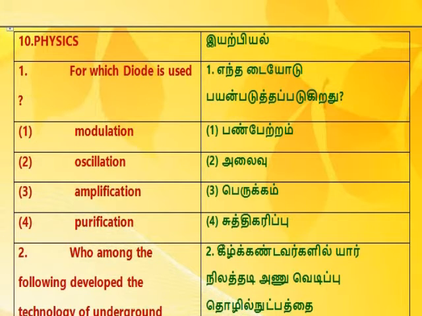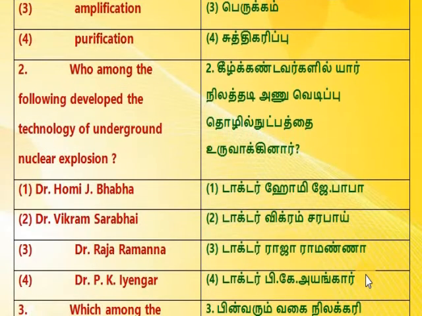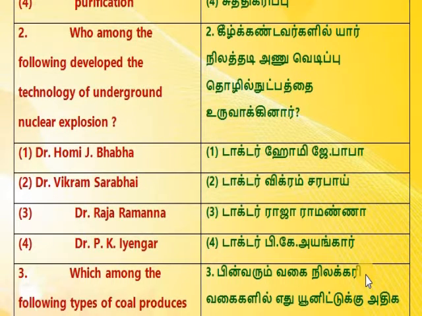10. Physics. 1. For which is a diode used? 1. Modulation. 2. Oscillation. 3. Amplification. 4. Purification. 2. Who among the following developed the technology of underground nuclear explosion?